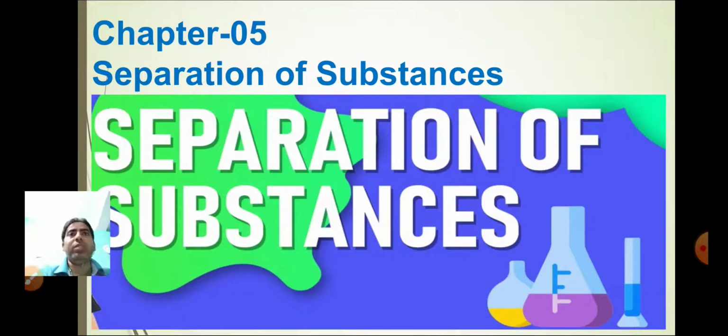First of all, I would like to talk about the mixture. What is a mixture? A mixture is a substance that contains two or more pure substances mixed together in a varying proportion. A mixture can be of two types. The first one is a homogeneous mixture, the second one is a heterogeneous mixture.